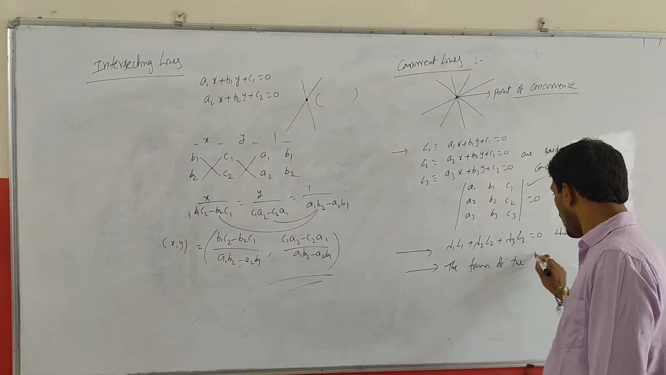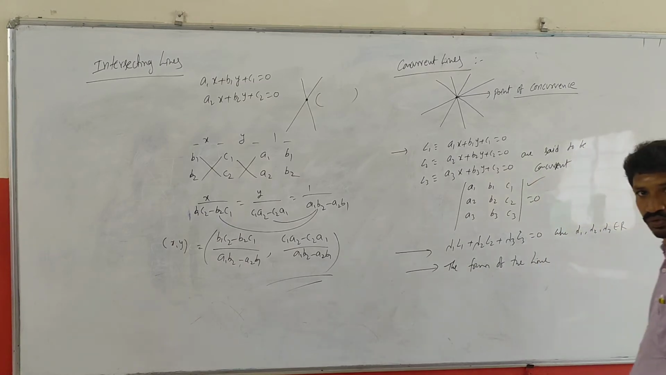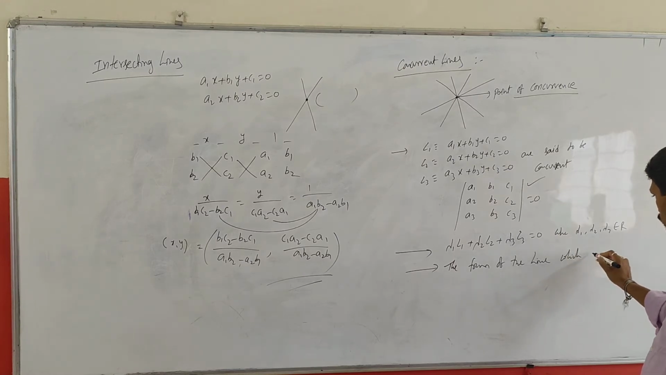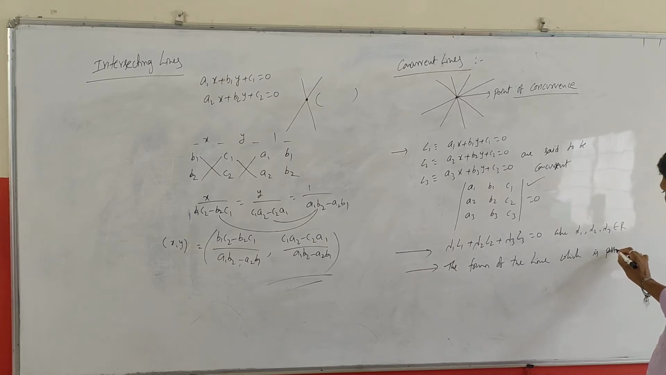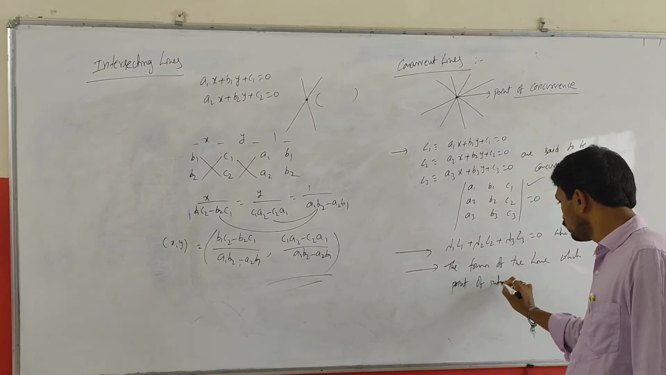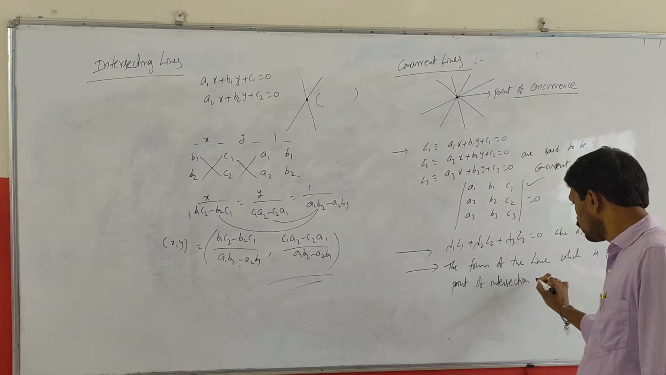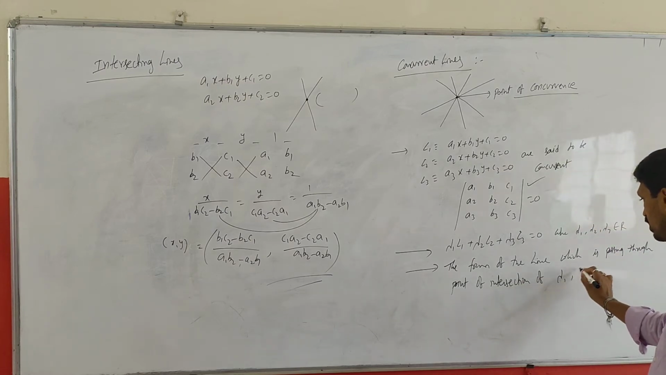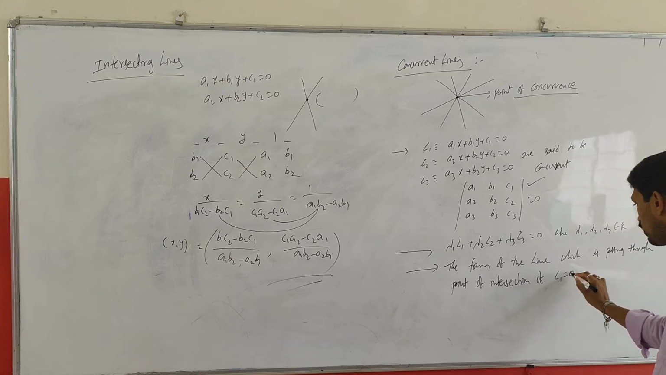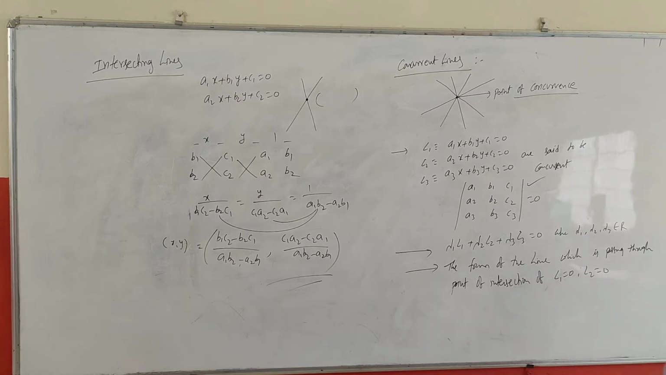The form of the line which is passing through the point of intersection of some L1 and L2. This is the line. L1 is equal to 0, L2 is equal to 0.